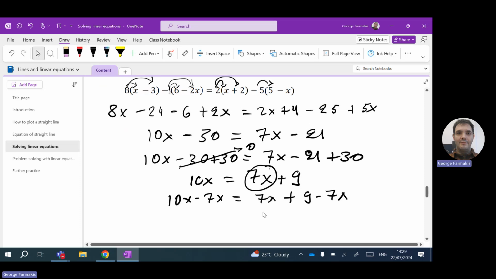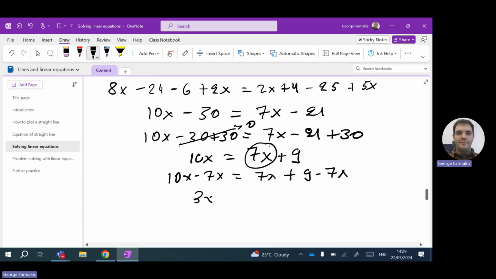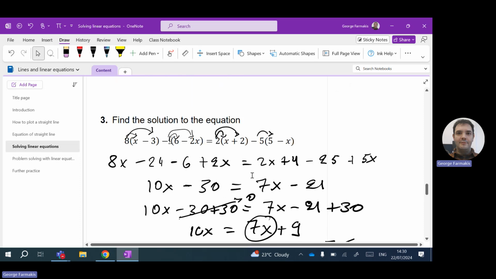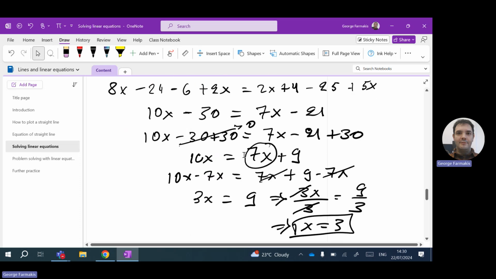From both sides. The left-hand side will be 3x. The right-hand side, this and this cancel, will give me 9. And now I have 3x equals 9. What should x be? I divide by 3 both sides. 3, 3, simplify. x equals 3. This is your solution. Even though we had many brackets, we had to expand the brackets, collect the same terms, isolate the unknown. This is always the approach.